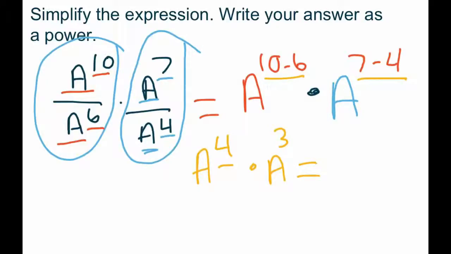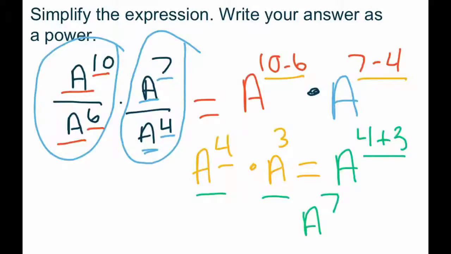Now, because they're multiplied, we can add the exponents together because they have the same base of a. So we would rewrite our base a, and we'll take 4 plus 3, because since it's multiplied, we add our powers together. So this is the same as a to the 7th power. And this would be our final answer.